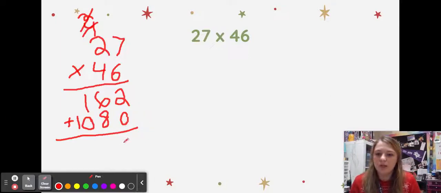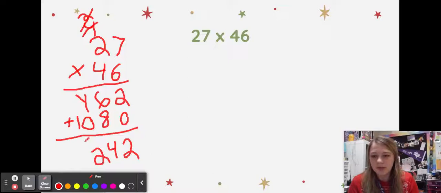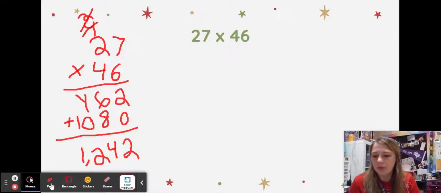So 2 plus 0 is 2. 6 plus 8 is 14. I promise that was supposed to be a 1. 1 plus 1 is 2. 2 plus 0 is still 2. And nothing plus 1 is 1. So we are left with 1,242. So we think that the answer is 1,242.